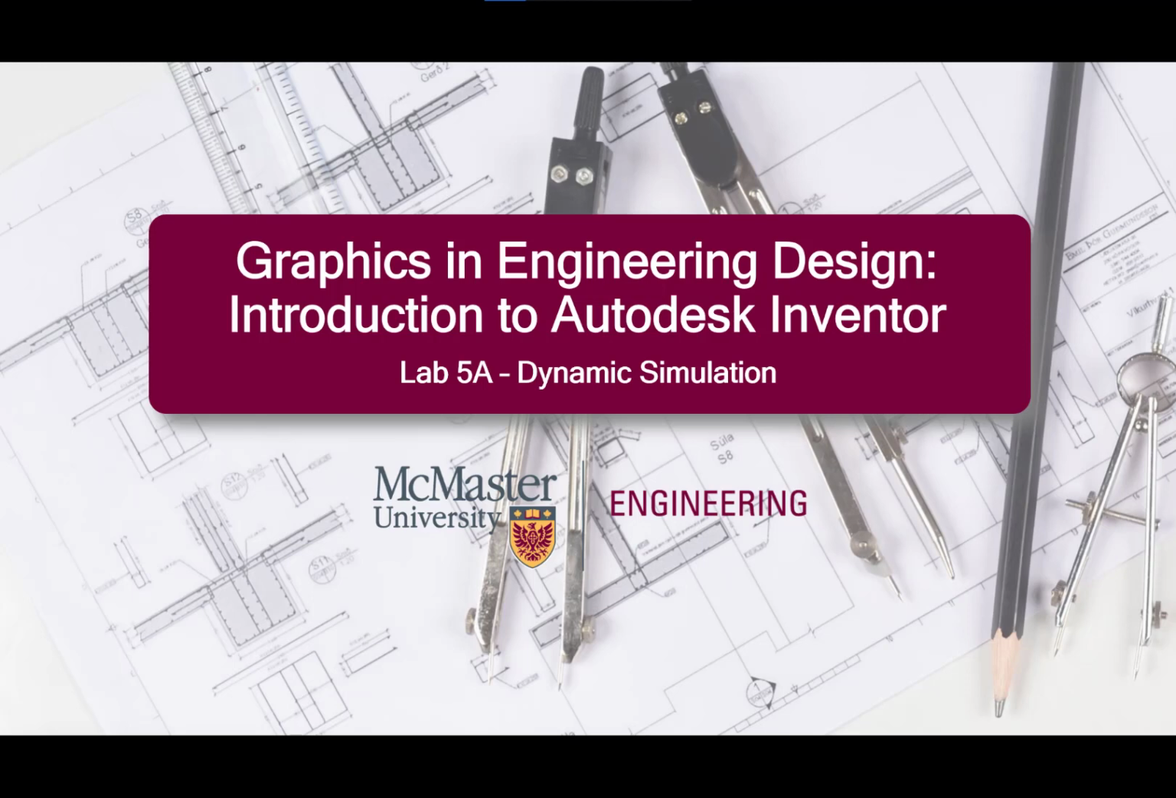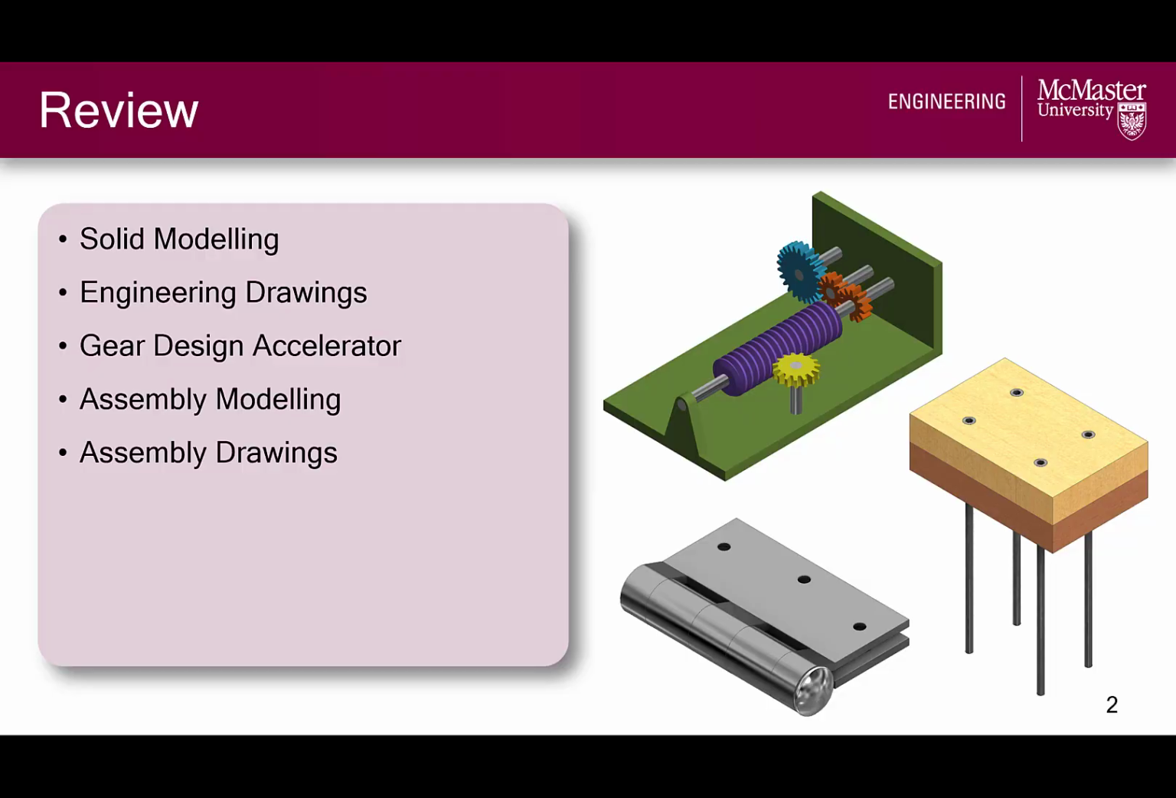Welcome back to our final lab lesson topic on dynamic simulation. In Lab 4, we learned how to create fully constrained assemblies in Inventor, but for mechanisms like the door hinge and the gear train that we looked at, we don't necessarily want to fully constrain all degrees of freedom, because these devices are intended to move.